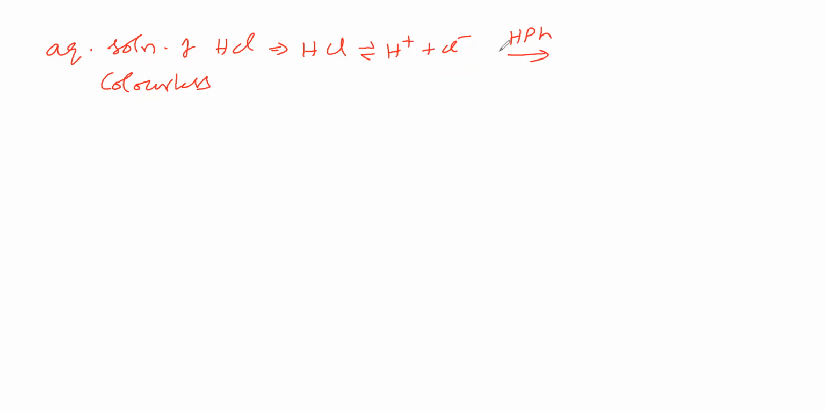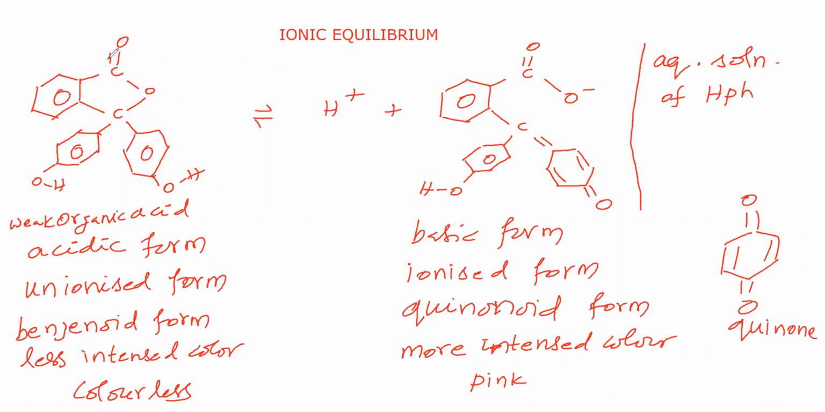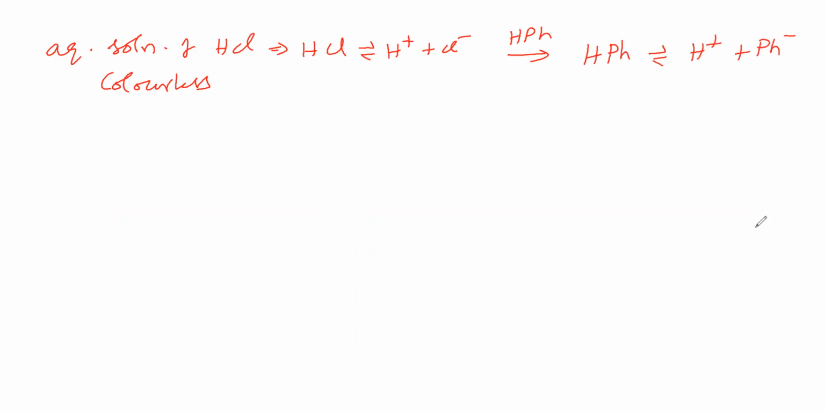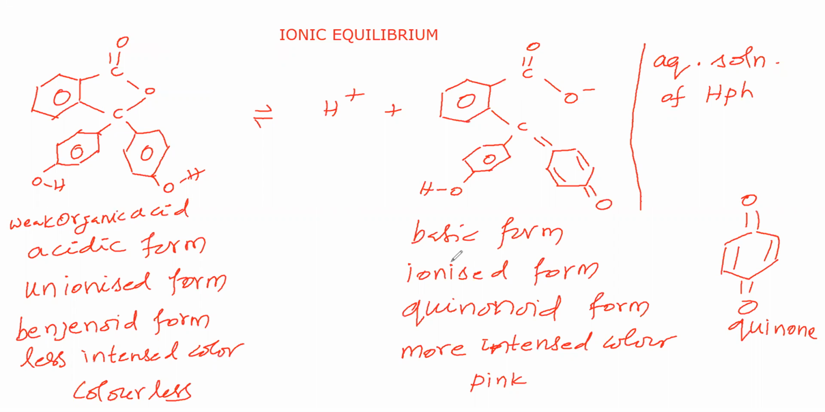This phenolphthalein indicator will go for ionization. It will be in equilibrium in the resultant solution. That equilibrium is phenolphthalein in equilibrium with H plus and Ph minus. This HPh is called the unionized form. This unionized form we are abbreviating as HPh, phenolphthalein. Then this Ph minus is called the ionized form.